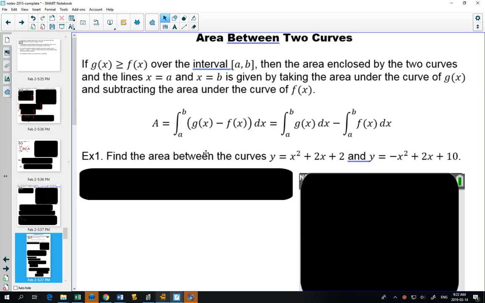So far, we've just been doing area under a curve to the x-axis. But now, we could take two curves. In our first example, we have two parabolas. I don't know where they are, but we're going to figure out that area in between them.